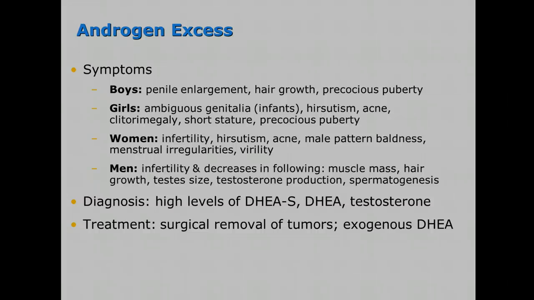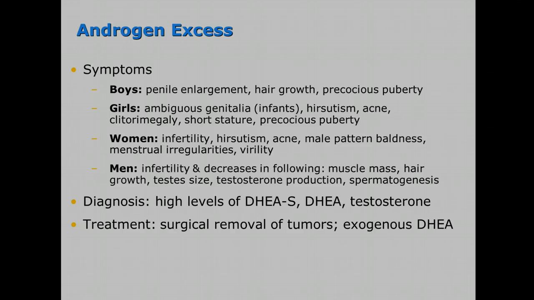Some other things that can happen, we can have an excess of some other steroids. The androgen excess is something that can occur. In boys, we can see penile enlargement, hair growth, precocious puberty, ambiguous genitalia, hirsutism, acne, clitoromegaly, short stature, precocious puberty. In women, we can see infertility, hirsutism, which is excess hair, acne, male pattern baldness, menstrual irregularities, and virilization.